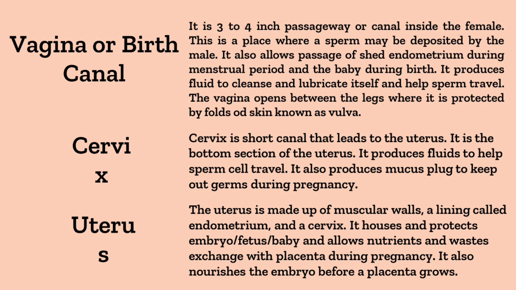Thank you. So, vagina, a part of the female reproductive system. It is an internal canal that connects the uterus to the outside of the body. The vagina is where menstrual blood and babies pass through during childbirth.